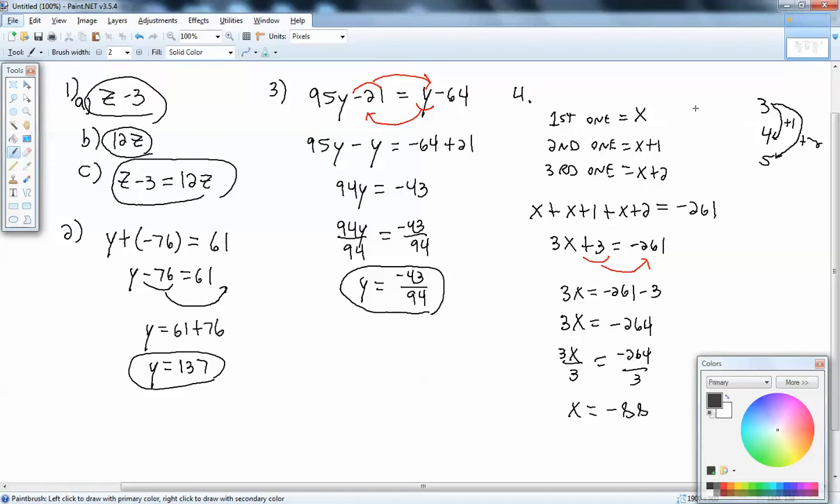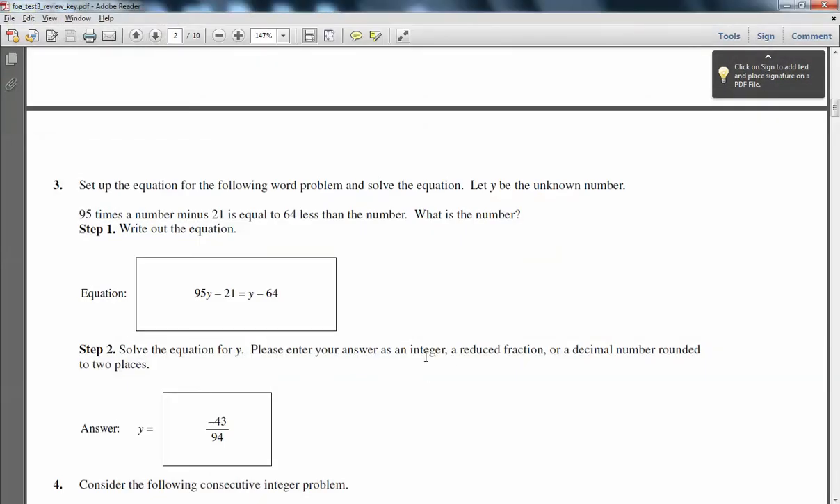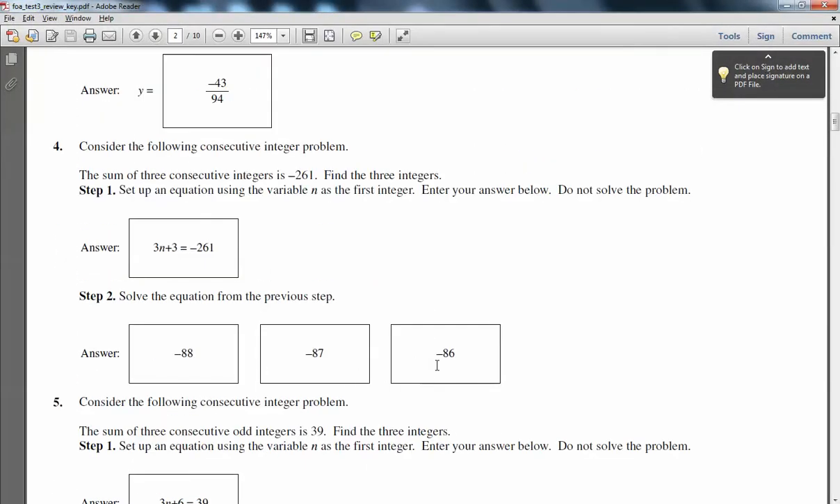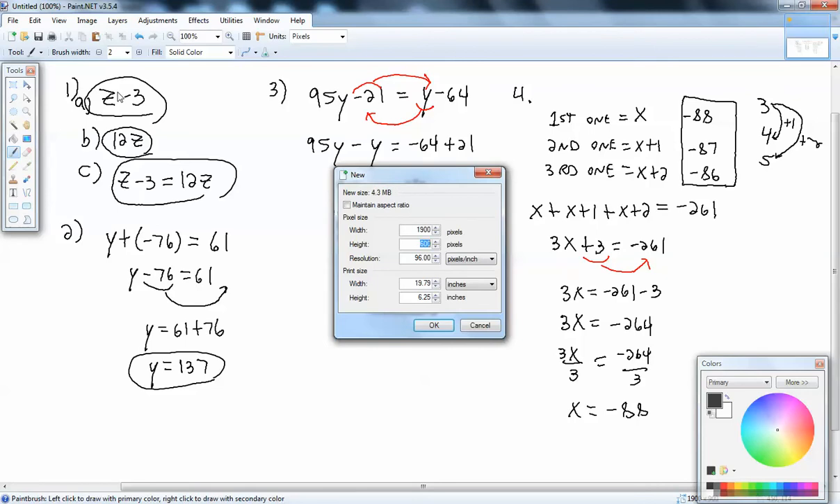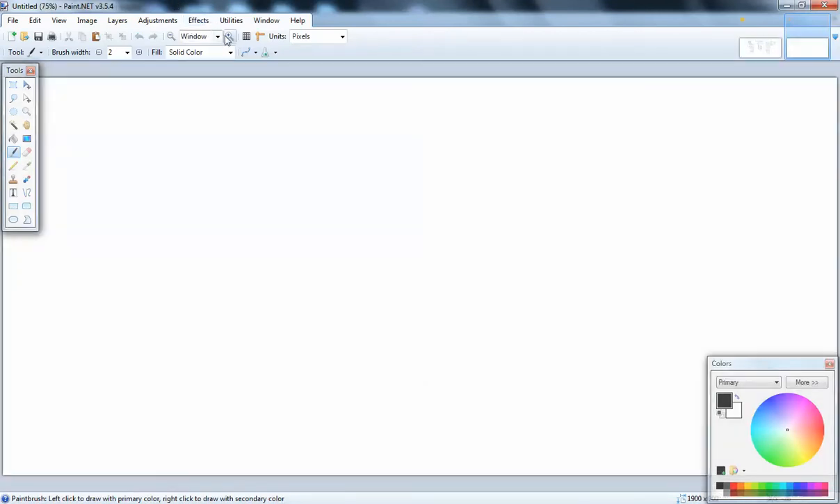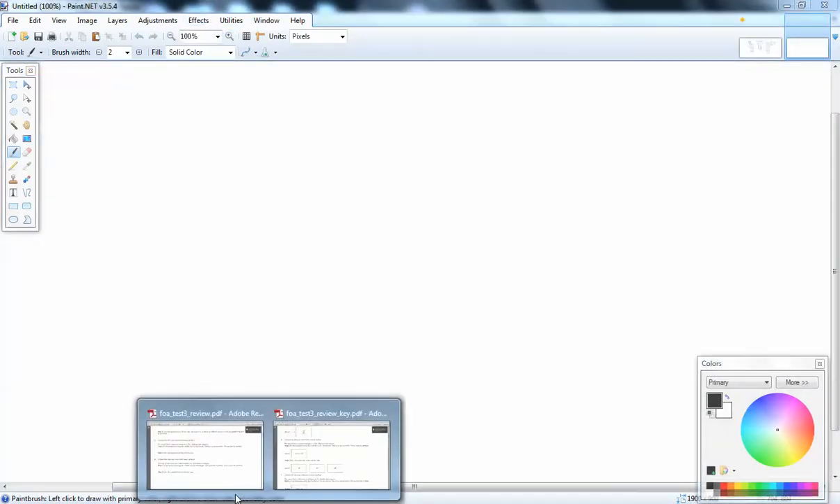Okay, now that's our first one. So this is negative 88, and this is our second one, but I'm adding 1. This will be negative 87, because negative 88 plus 1 is negative 87. And then this would be negative 86. So those would be our answers. Let me check. Okay. Negative 88, negative 87, and negative 86. That looks good. Let me start a new page. And let's go on to the next problem.